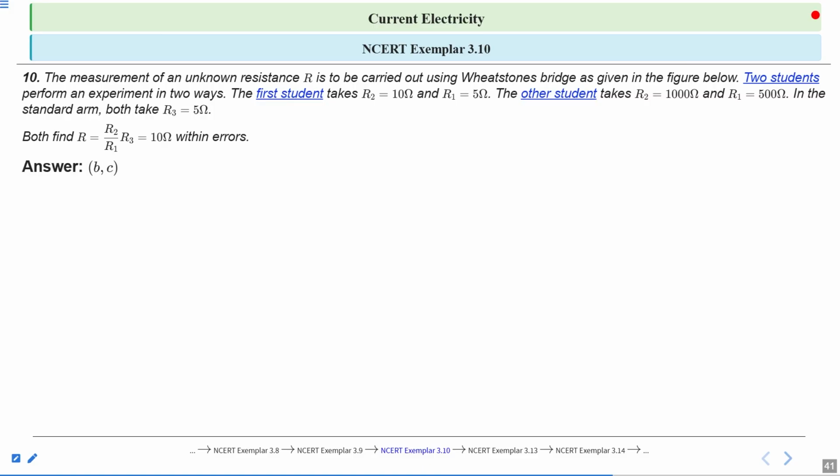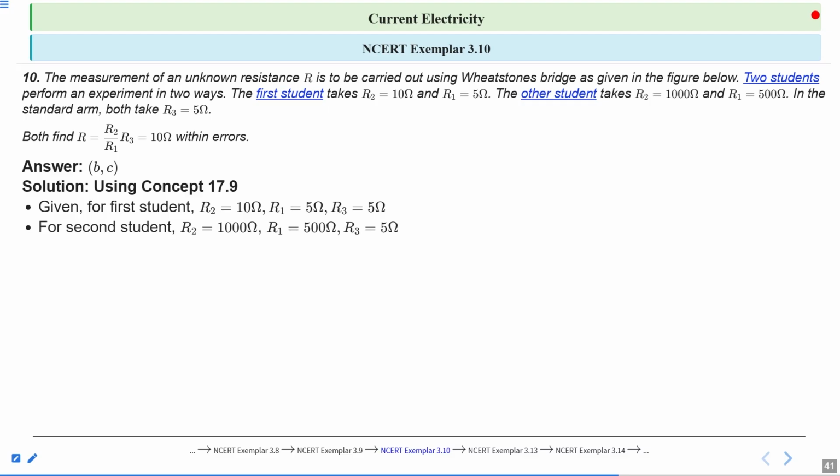Let's see which option is correct. Option B and C are correct. Using concept 17.9. For first student, R2 is 10 ohm, R1 is 5 ohm, and R3 is 5 ohm also. For second student, R2 is 1000 ohm, R1 is 500 ohm, and R3 is 5 ohm. Unknown resistance is R, which both students have to calculate.